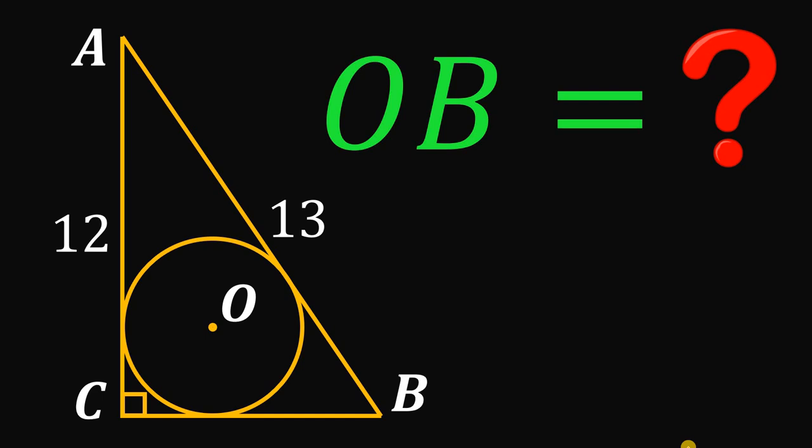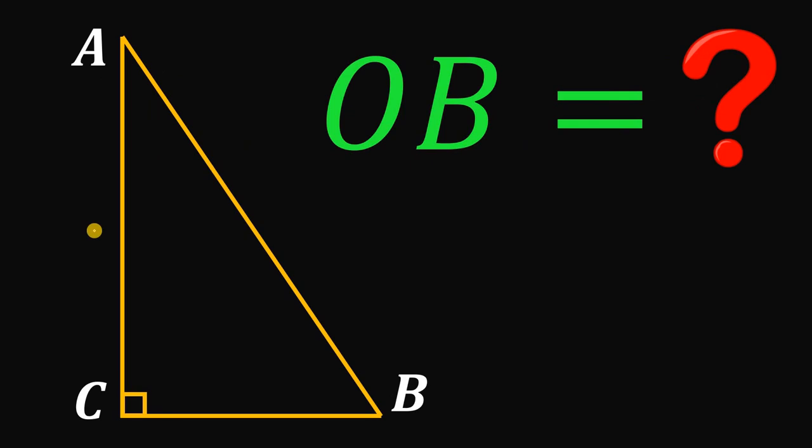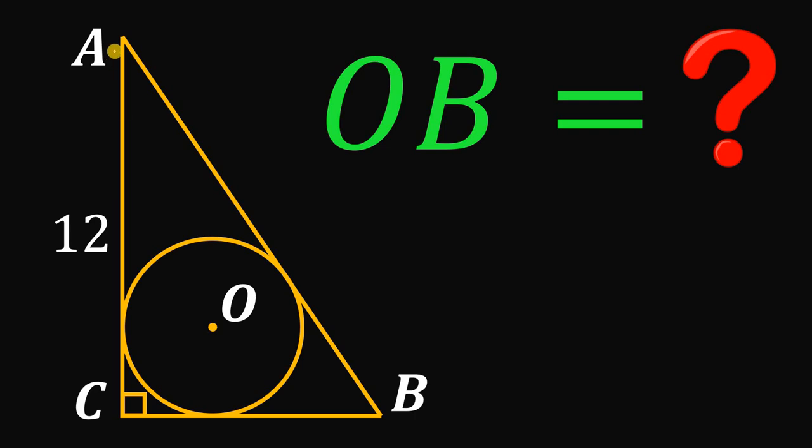Can you solve this geometry challenge? Here's the question. Given this right triangle ABC, draw a circle inside of this triangle with center O. Now, the length of segment AC equals 12 units and the length of segment AB equals 13 units. Now, the question is, what is the distance of this center O to this vertex B?